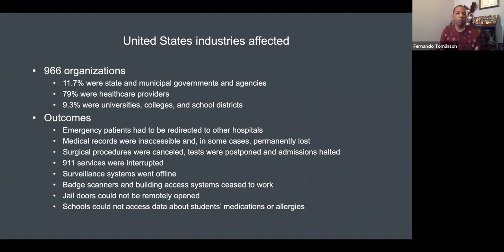Holy crap. Medical records were inaccessible and in some cases permanently lost. Surgical procedures were canceled. 911 services interrupted. Badge scanners and building access ceased to work. Schools could not access data about students, medications, or allergies. That is cold-blooded. But from a person whose main purpose is criminal financial gain, they care less about it. That seems more like a you problem versus a them problem.